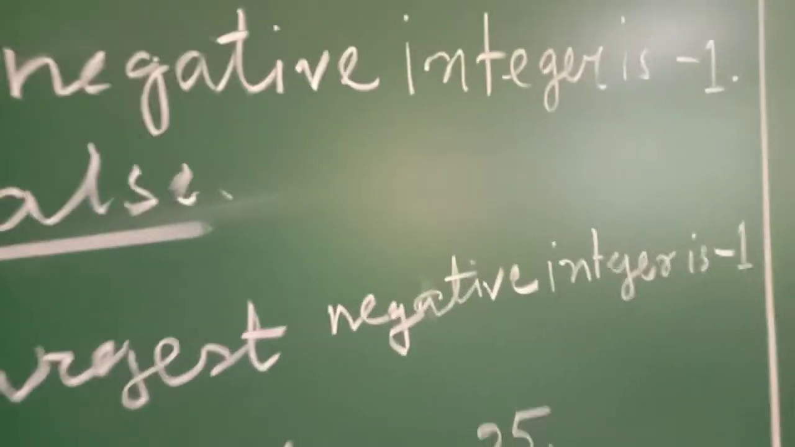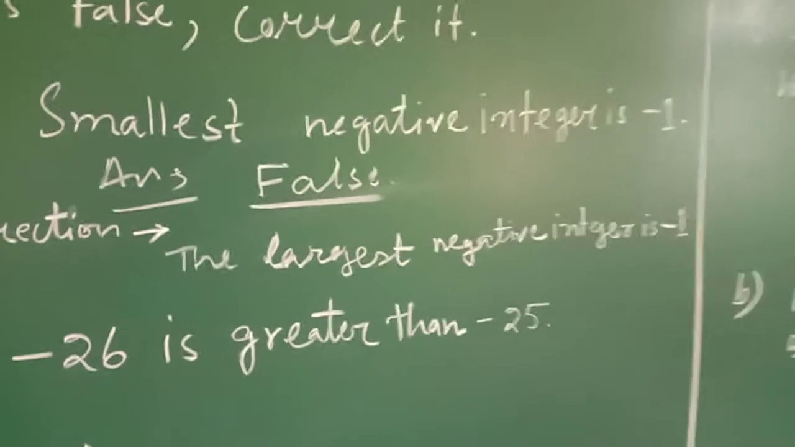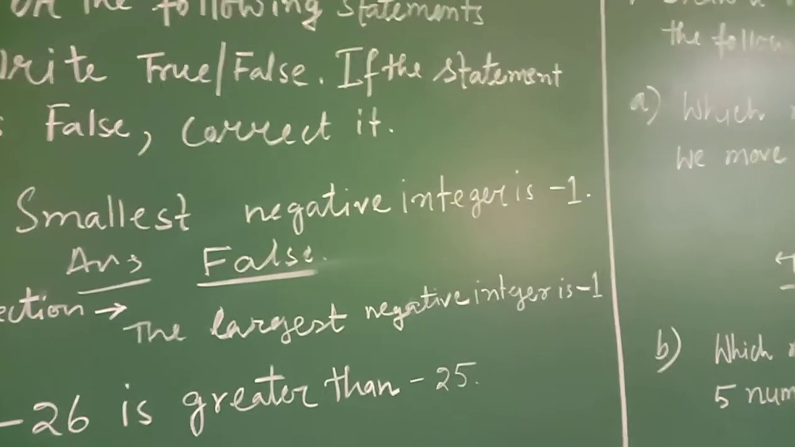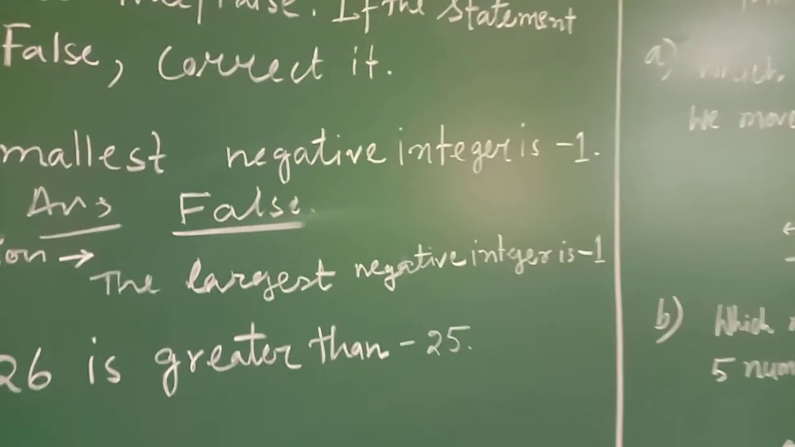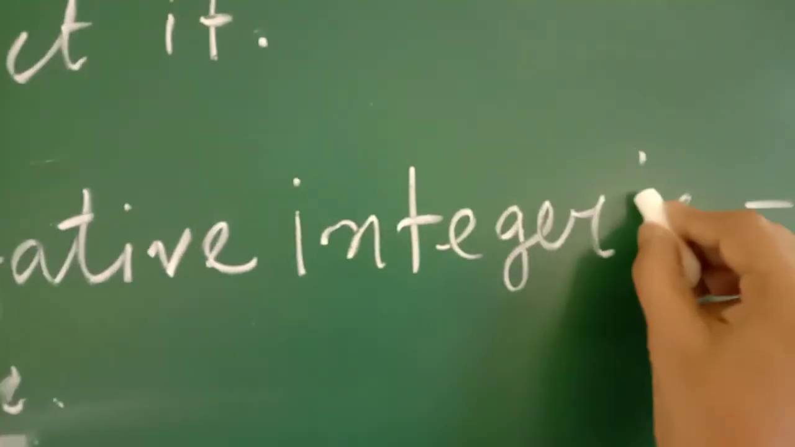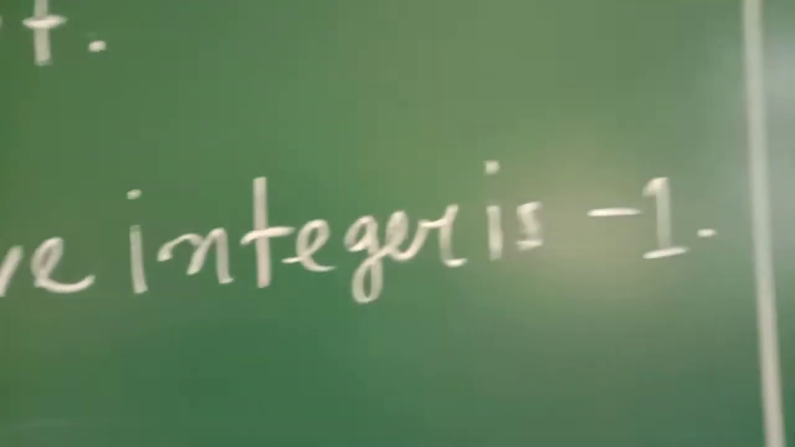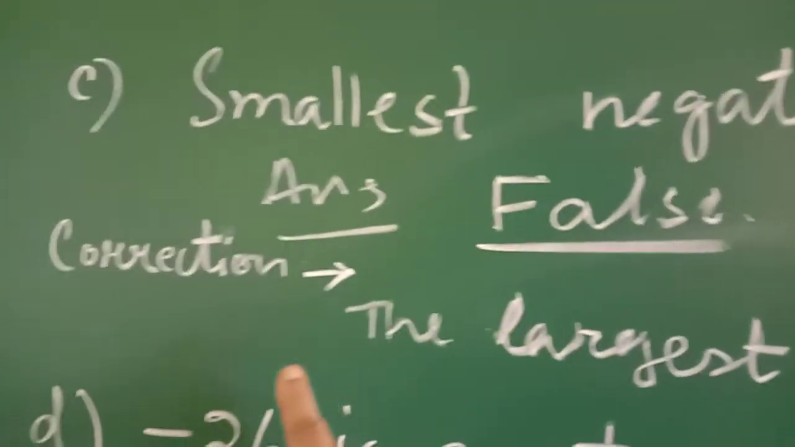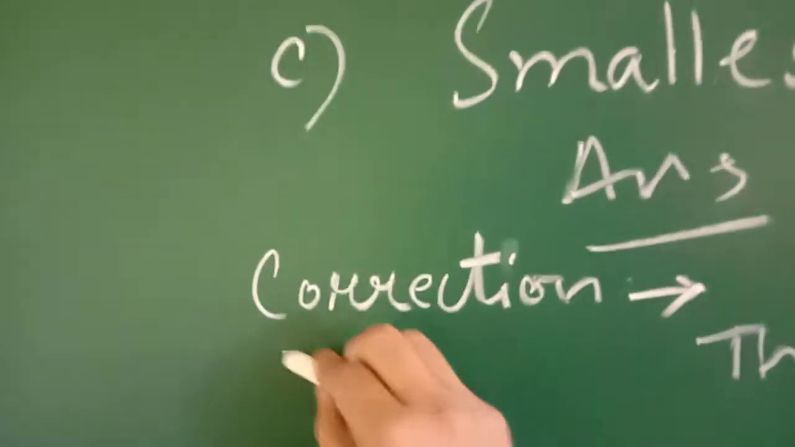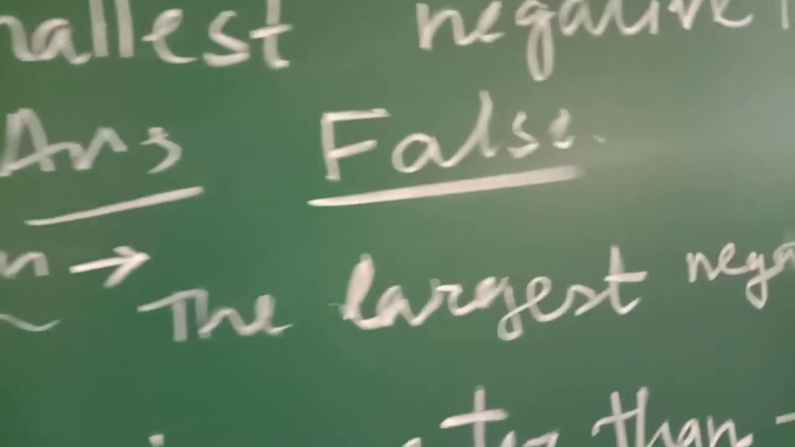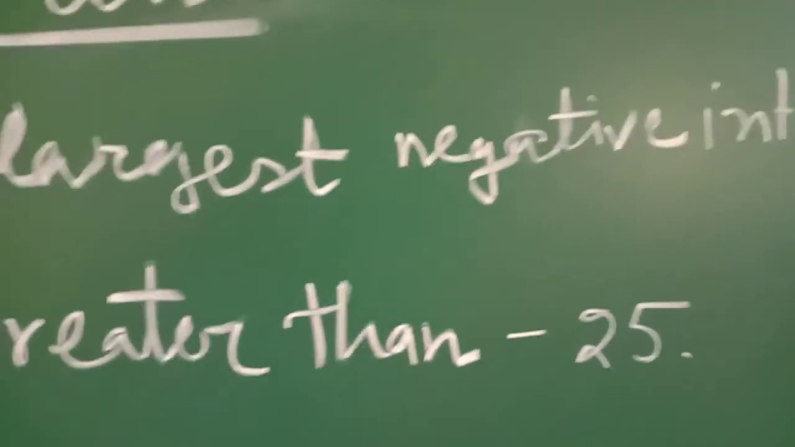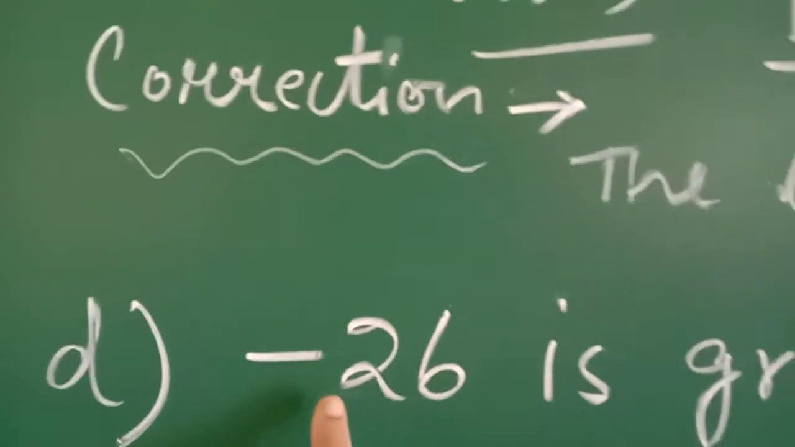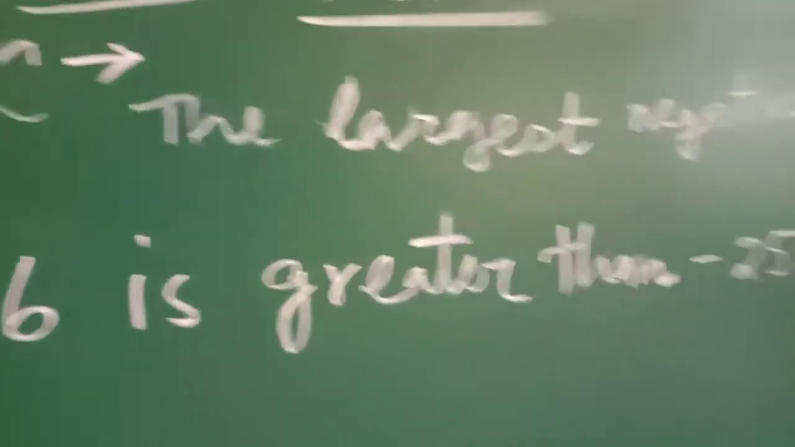Now is it correct? The statement is correct or not now? Students, you check. The smallest negative integer is -1, they have given. The answer is false. And this is our correction. You have to do this correction now. The largest negative integer is -1. Check students.